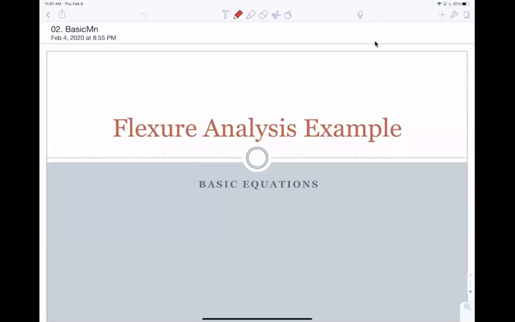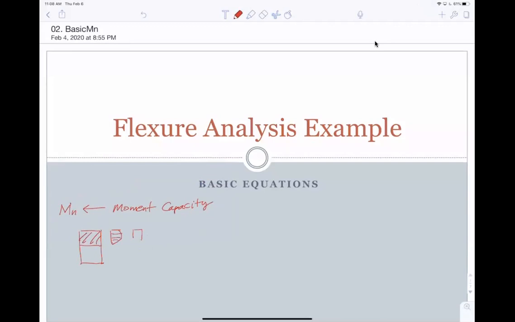Today, we're going to learn how to calculate Mn. This is the moment capacity of a cross section. Okay, so we're going to learn how to calculate the moment capacity. And it's complicated a little bit from what you've learned in your basic engineering classes, in that the stress distribution of the concrete compressive force is nonlinear.